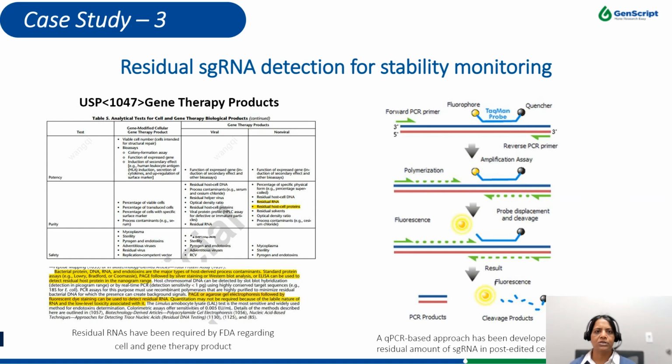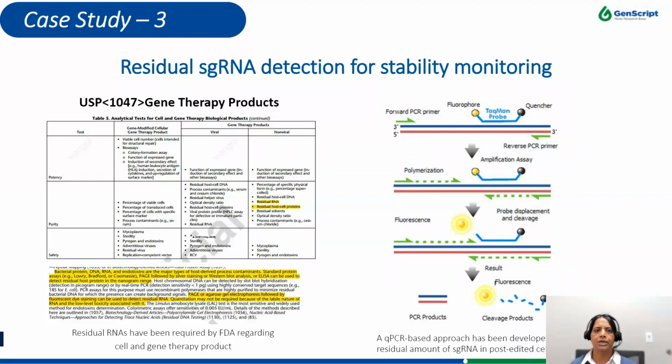Another case study is focused on detecting residual sgRNA in the cell. The US Pharmacopoeia mandates the detection of residual sgRNA. In addition to traditional methods like HPLC and mass spectrometry, we developed a qPCR-based method specifically for identifying residual sgRNA even within the cell system. The use of qPCR facilitates the monitoring of sgRNA residue, ensuring safety and efficacy in cell and gene therapy applications, which is critical for compliance with regulatory standards.